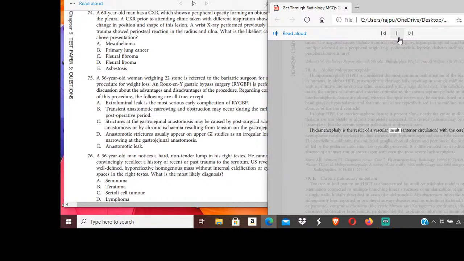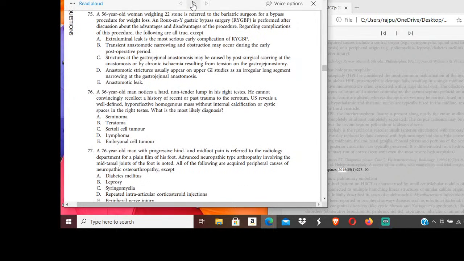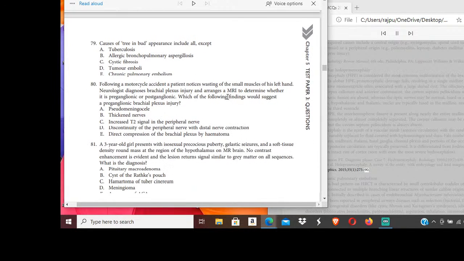Hydranencephaly is the result of a vascular insult, anterior circulation, with the cerebral hemispheres variably replaced by fluid covered with leptomeninges and dura. Falx cerebri is present. The cerebellum, midbrain, thalami, basal ganglia, choroid plexus and portions of the occipital lobes, all fed by the posterior circulation, are typically preserved. It is differentiated from hydrocephalus by absence of an intact rim of cortex, seen with even the most severe hydrocephalus. Kurtz B., Johnson P.T., Diagnosis please. Case 7, Hydranencephaly. Radiology. 1999, 210, 2/4/1922. Winter T.C., et al. Holoprosencephaly, a survey of the entity, with embryology and fetal imaging. Radiographics. 2015, 35, 275-90.